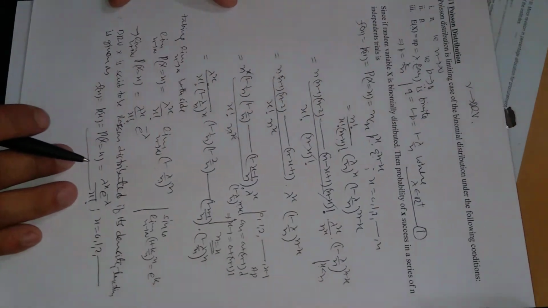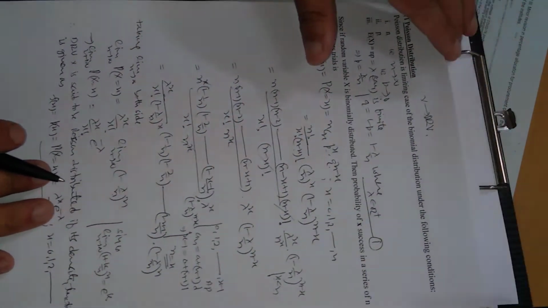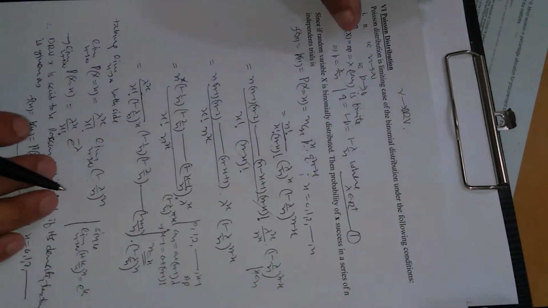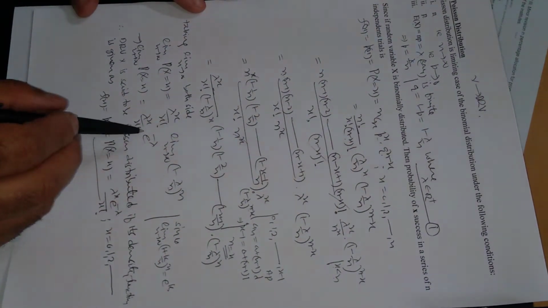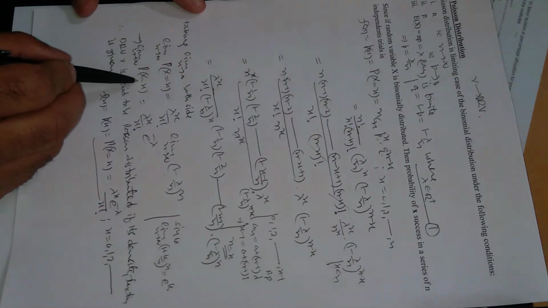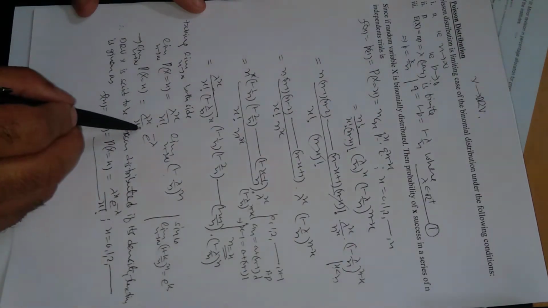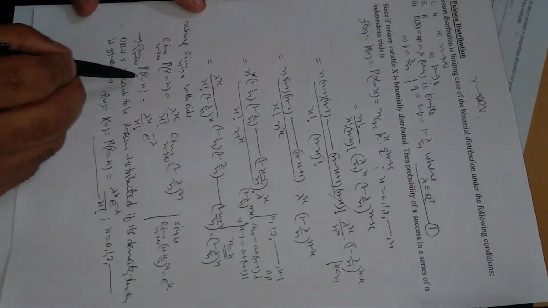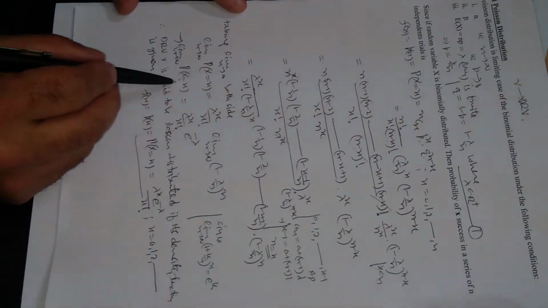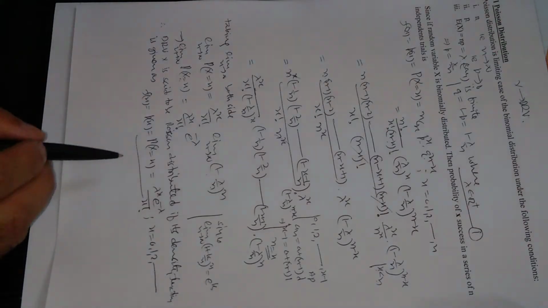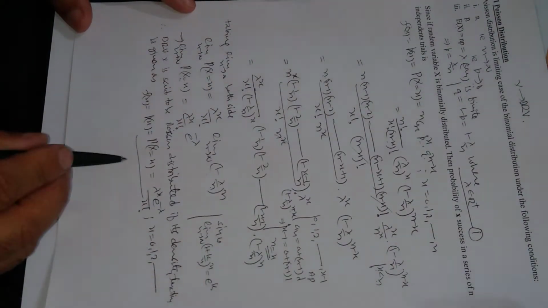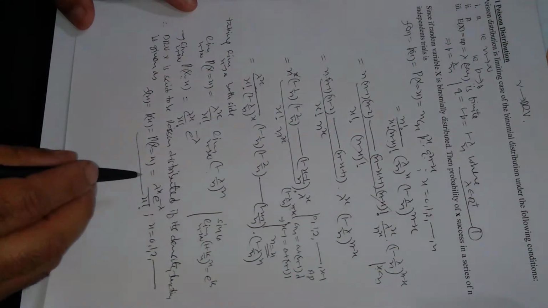Why is the Poisson distribution a limiting case of the binomial distribution? Because its density function is the limit of the density function of a binomial distribution. That's why this is the limiting case. So we must remember this formula. This is the density function for a Poisson distribution.